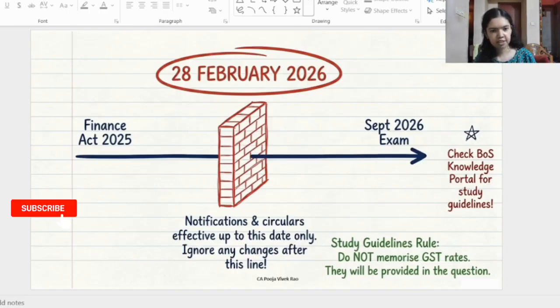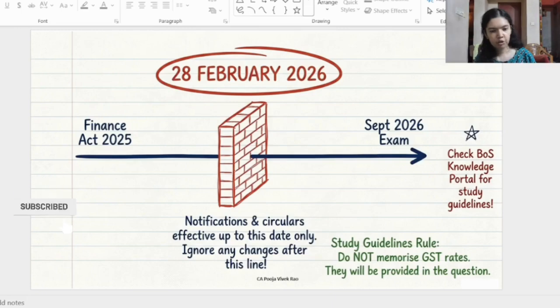And also in the session it was emphasized that the study material and statutory updates are prepared in accordance with the study guidelines. Now the next topic covered is which law is applicable for the September 26 exam. This is something absolutely important which you have to know. For the September 26 GST exam, the applicable law is based on the Finance Act 2025, along with the relevant notifications and circulars issued or becoming effective up to 28 February 2026. So the most important date you need to remember is 28 February 2026.